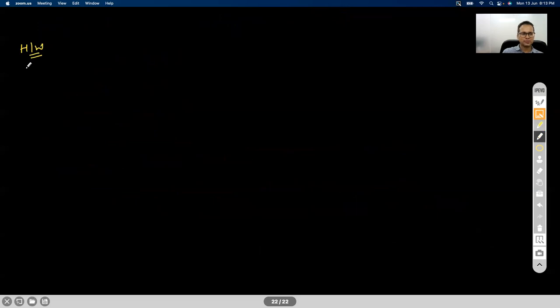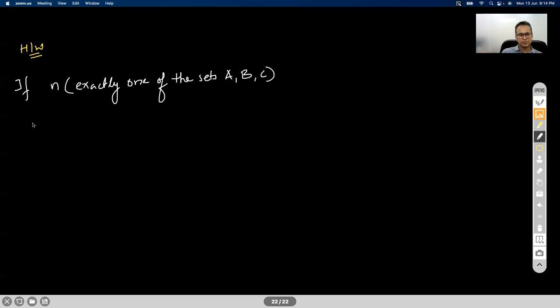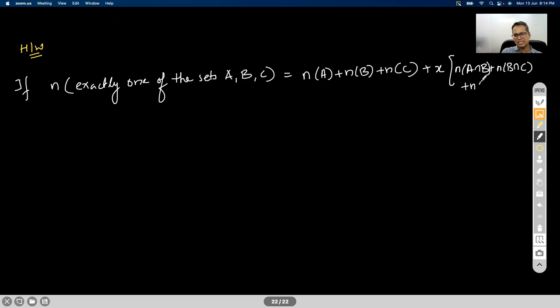Okay, so I have a homework question. If the number of elements in exactly one of the sets A, B, C is equal to NA plus NB plus NC plus, let's say, X times NA intersection B and B intersection C and C intersection A, plus Y times NA intersection B intersection C. Okay. Question is, find X and Y.